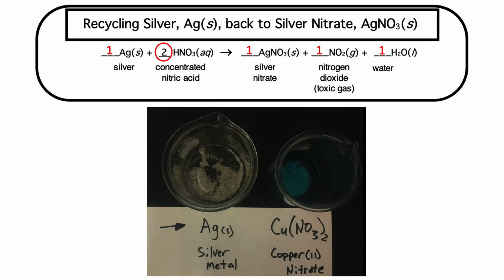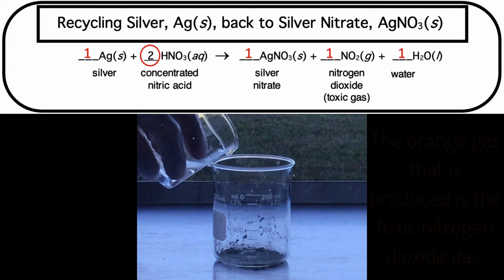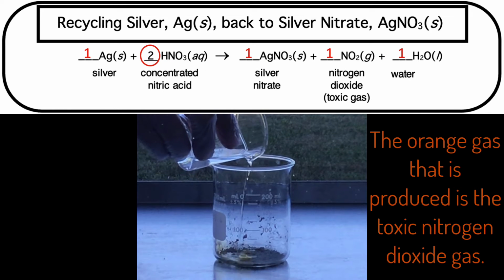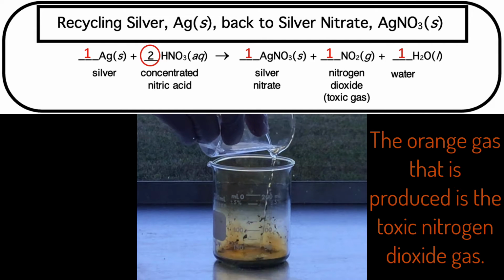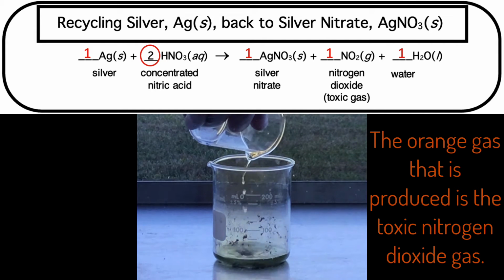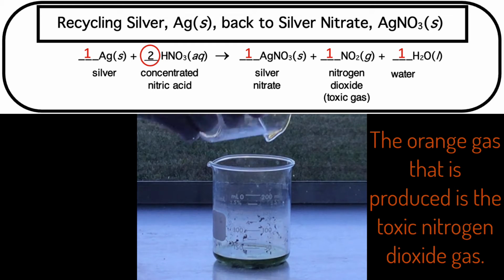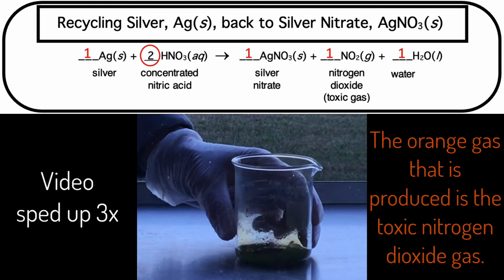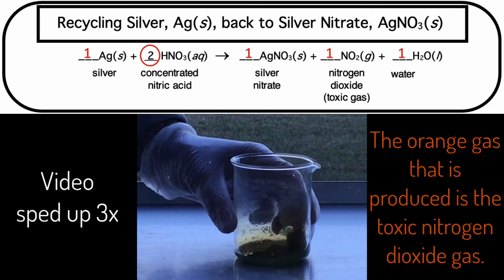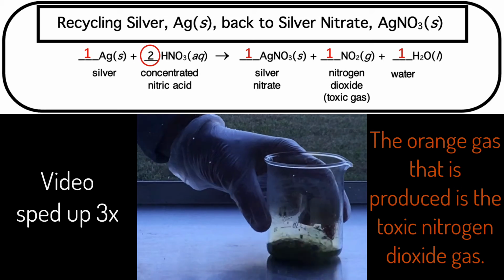Let's go ahead and observe the reaction. It needs proper ventilation because nitrogen dioxide is a toxic gas. So you will see that I completed this reaction outside. So here we go. I have gloves on because the nitric acid that I'm using is also pretty nasty stuff. You should have seen that orange gas that was given off. That is the toxic nitrogen dioxide gas. It's going to continue to be given off here as I swirl the beaker.